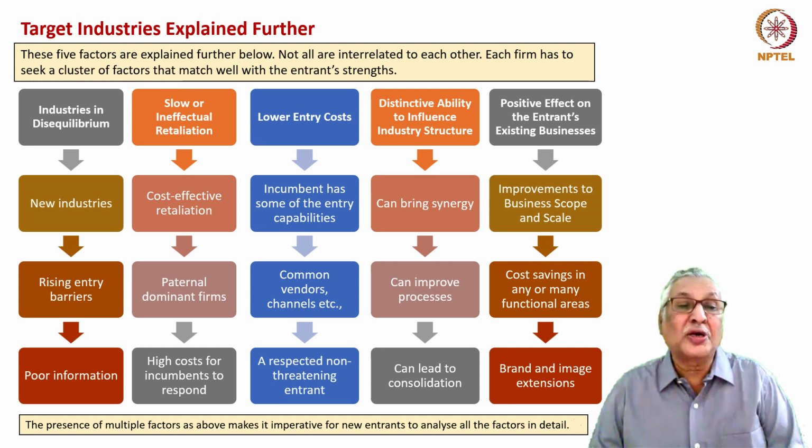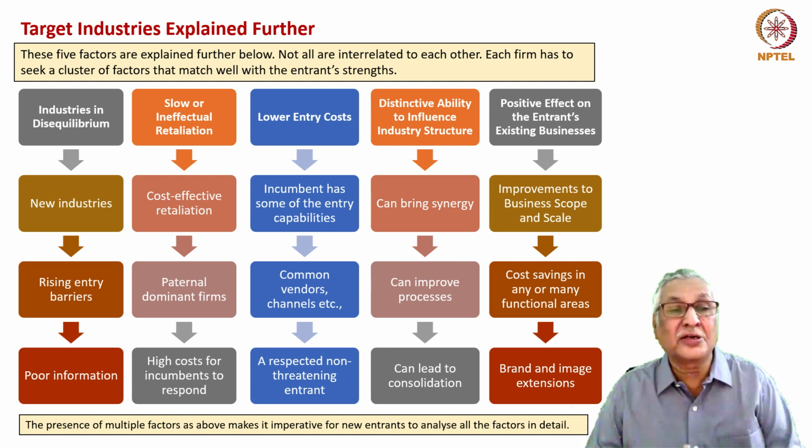Industries which are slow and ineffectual in terms of retaliation have the problems related to the following: cost effective retaliation, paternal dominant forms, high cost for incumbents to respond. Because of these three factors, many companies would not like to retaliate even if there is a new entrant coming into the industry. And that is an ideal state for you to enter a new industrial scene.